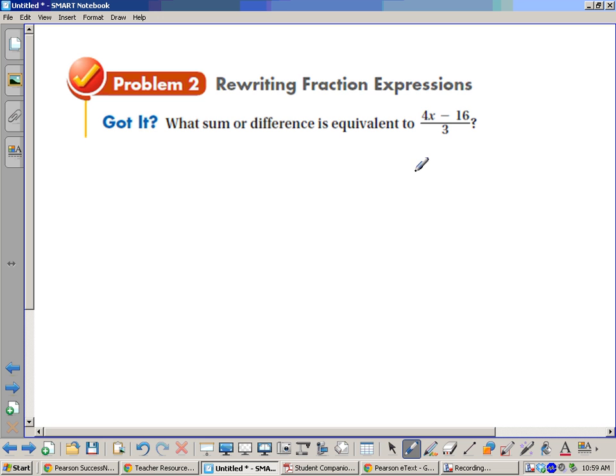Here's how we would work with fractions. If you remember when we were doing order of operations, fractions are just like parentheses. And when we are dealing with fractions with the distributive property, we're going to be distributing a fraction to both. So this 3 can be distributed to the 4x and the 6, and just write it as a fraction. So 4x can be put over 3 minus 16 over 3.